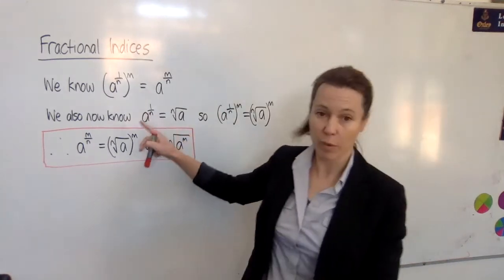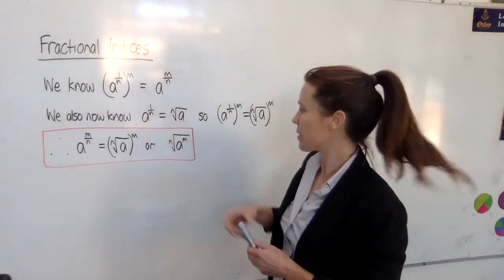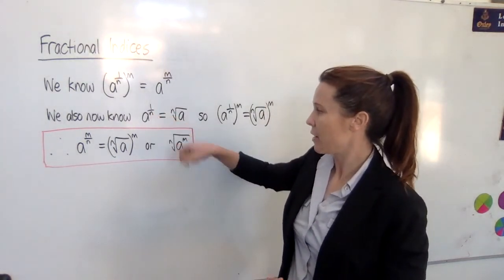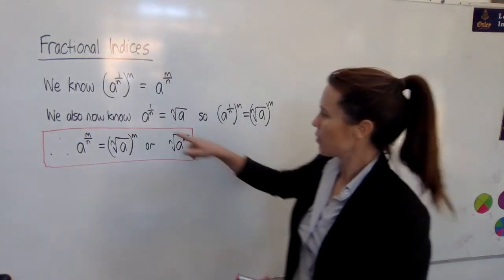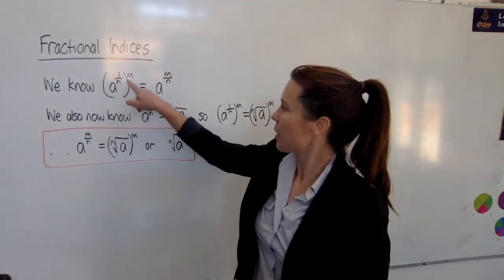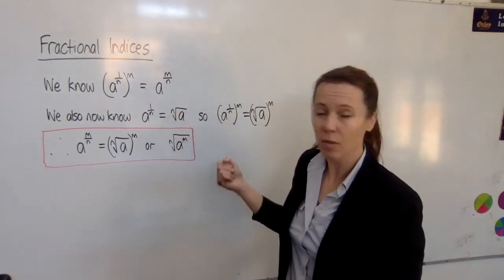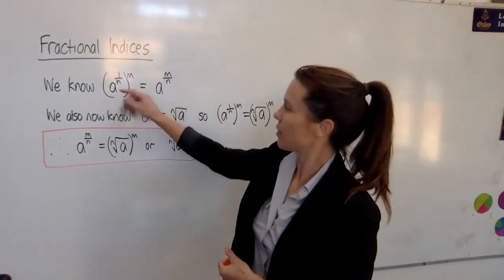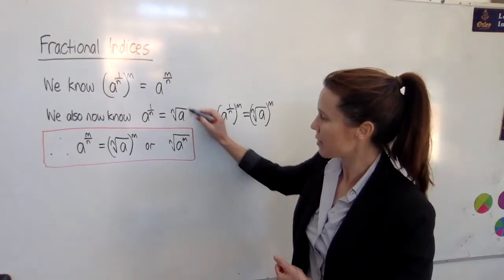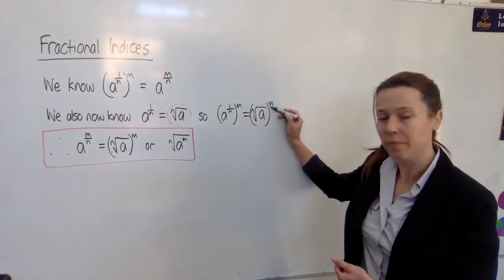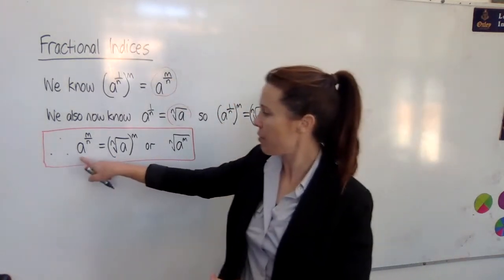But we also know from what we've just learned that if we have something raised to a fractional index, for example 1 over n, that's the same as finding the nth root of that number, let the number be a. So if we know that raising to the power of m here gives us this, but we also know what this expression is, it's actually the nth root, then if we want to take this part, raise it to the power of n, which, as we've done here, is exactly the same as taking this and raising it to the power of m.